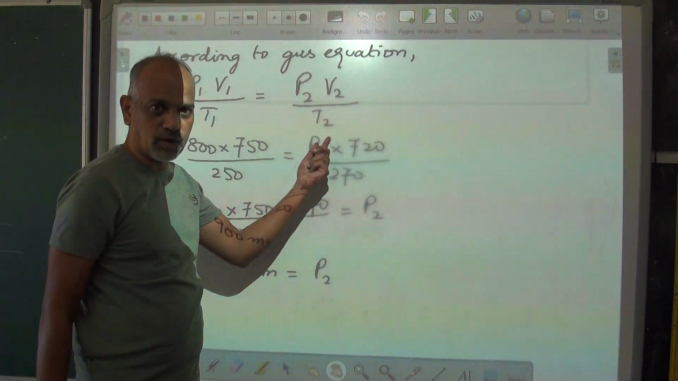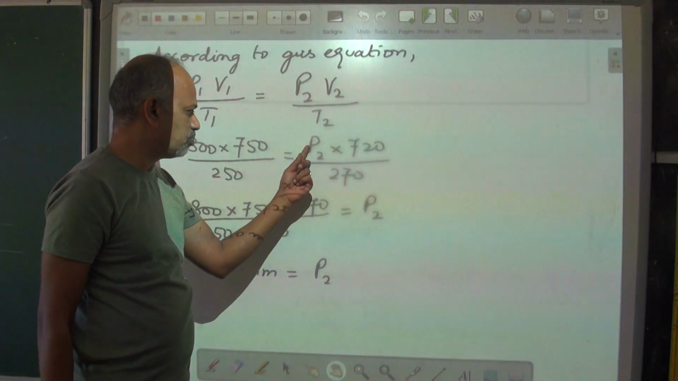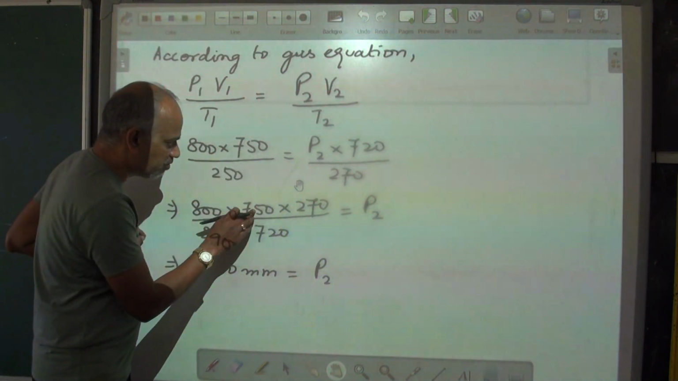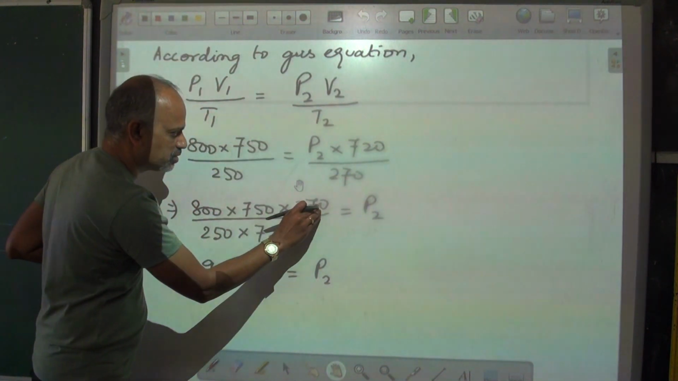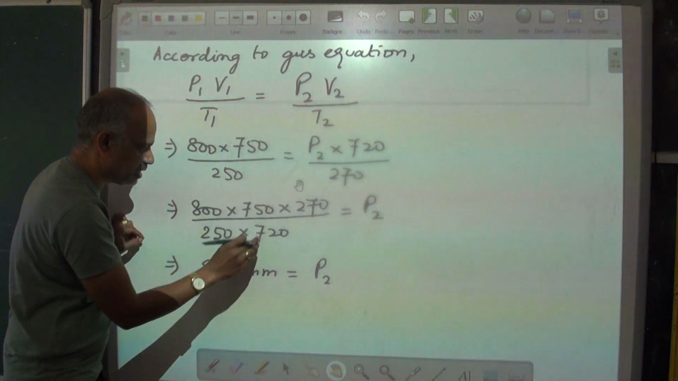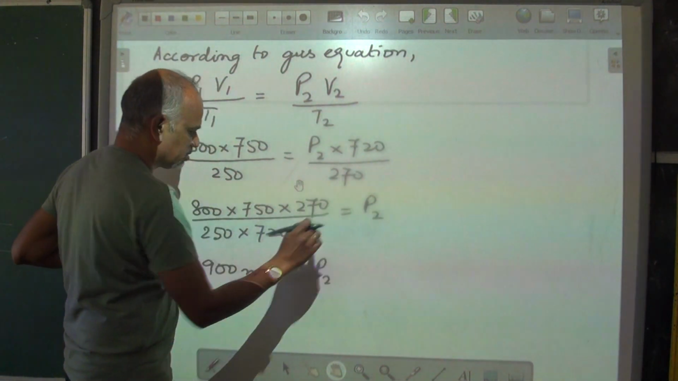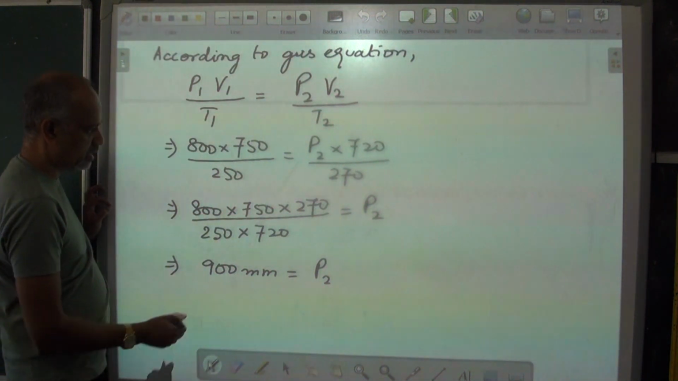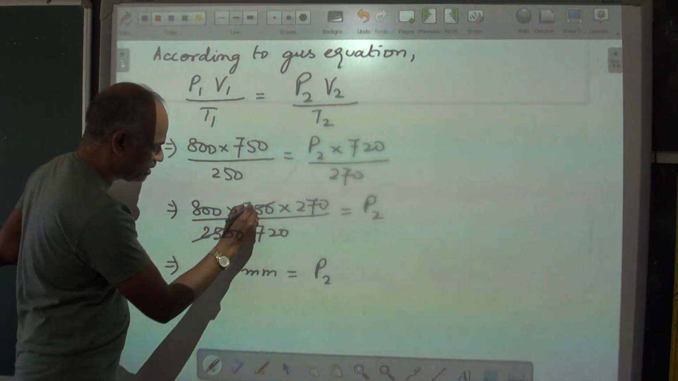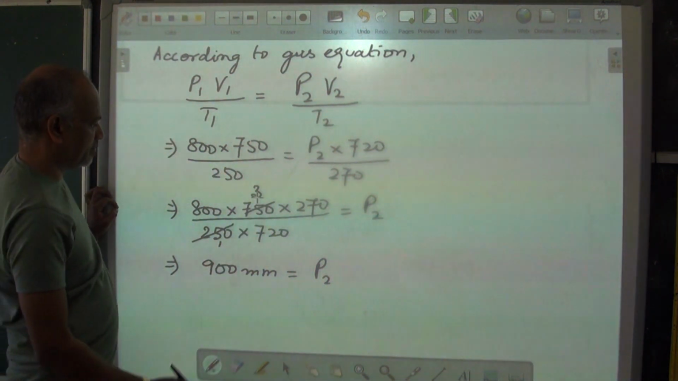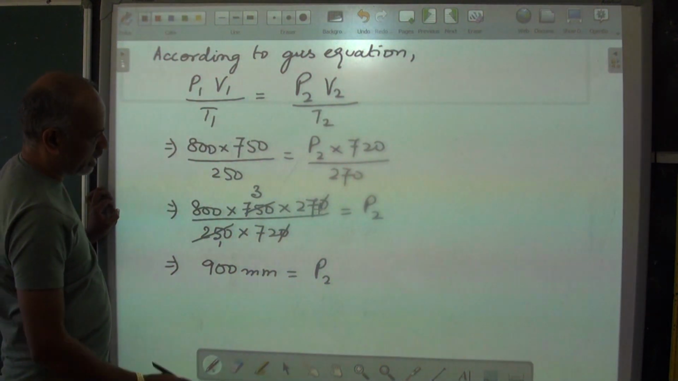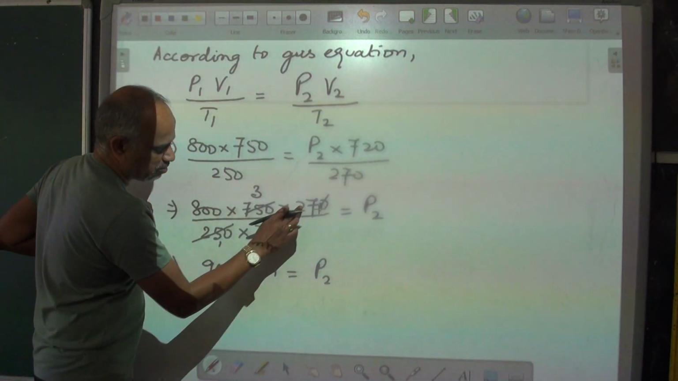Keep P2, that's the unknown value, and shift these numbers to this side. So P2 is here, 800 is on the left side into 750, the 270 comes up into 270 divided by 250 which was already there, and the 720 comes to this side into 720 equals P2. To simplify this, you can cancel this with this. 250 goes once, 750 goes thrice. Then you can cancel this 0 and this 0, and then you can divide both of them by 9.